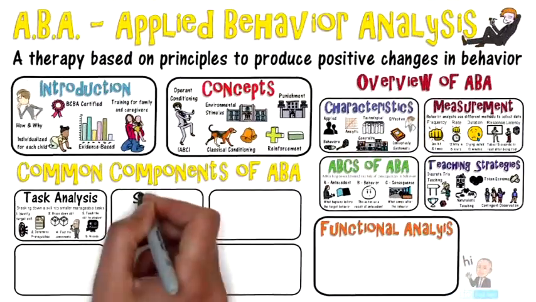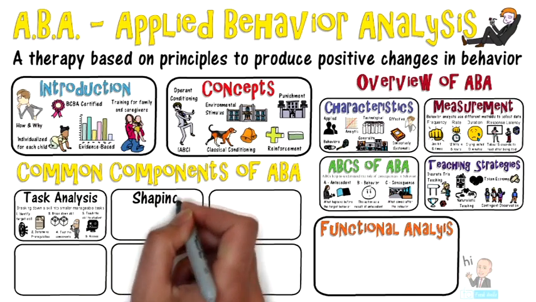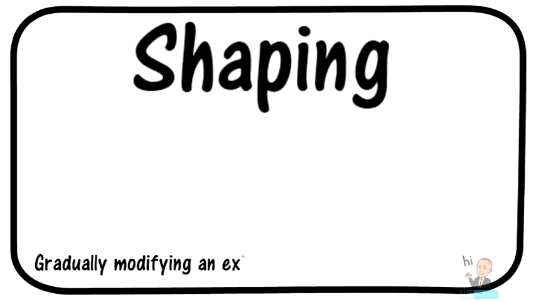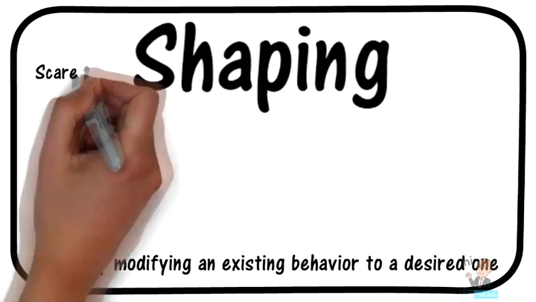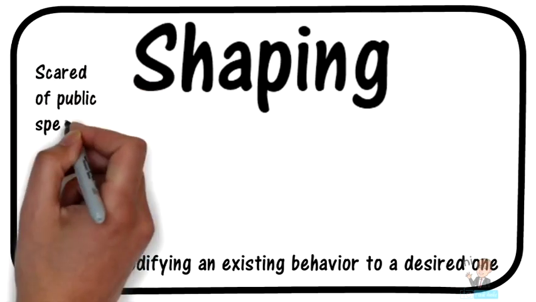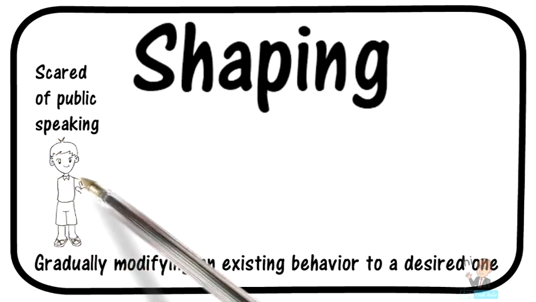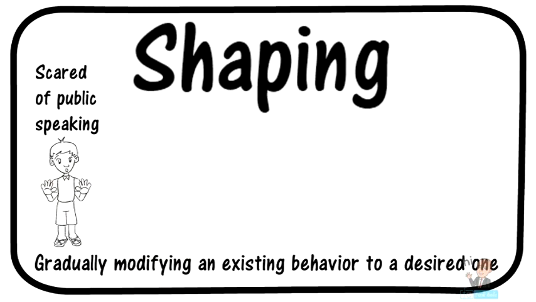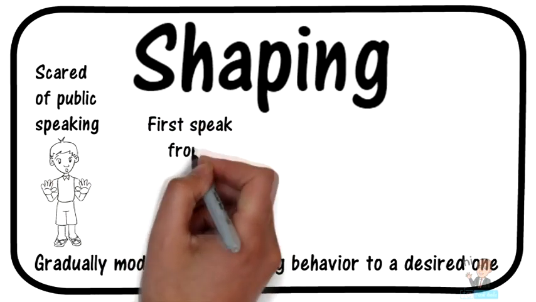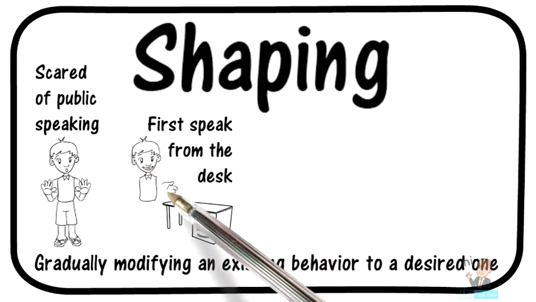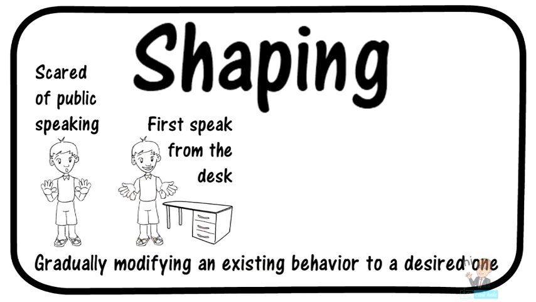Moving on to shaping. Shaping is gradually modifying an existing behavior to a desired one. For example, let's say a student is afraid of public speaking, specifically giving a speech in front of the class. Begin shaping by first having the student just sit and speak from the desk. And then, once he's confident, move him to a standing position, and then he can stand and speak.